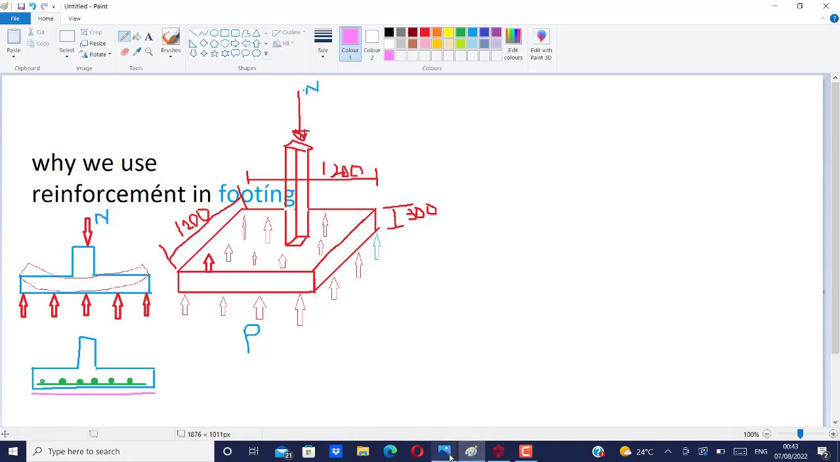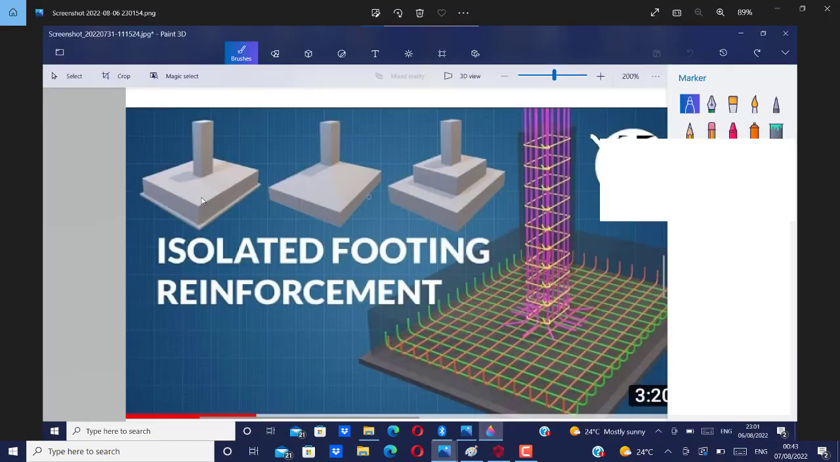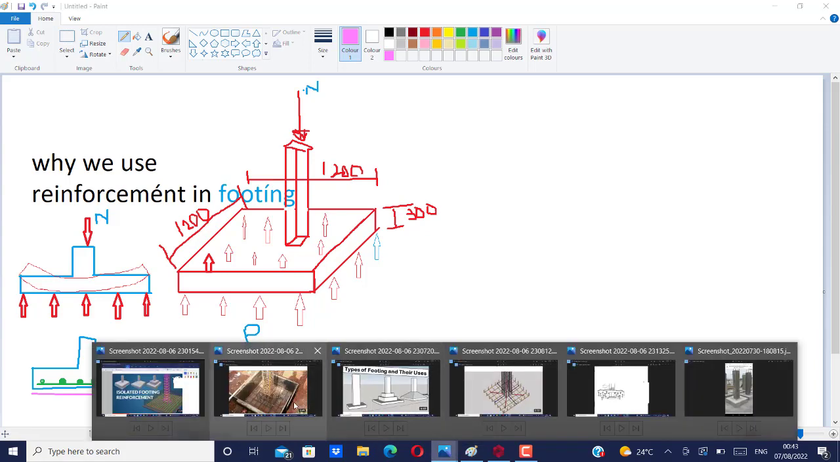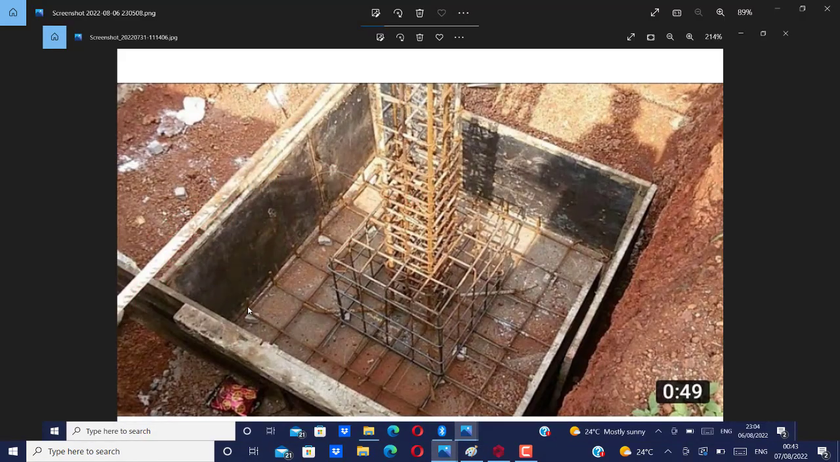Now look at some pictures to help you. You can see this footing. You see how the reinforcement runs along the x-axis and along the y-axis. The essence of this is to prevent you from having a bending of this nature. We also have other images here. You can see with this live image how your reinforcement is running in both X and Y directions.